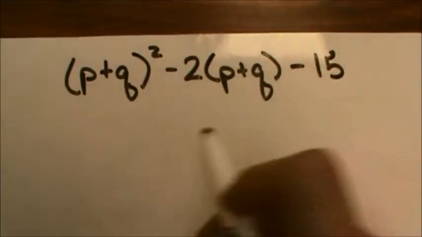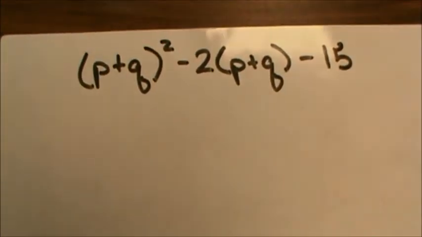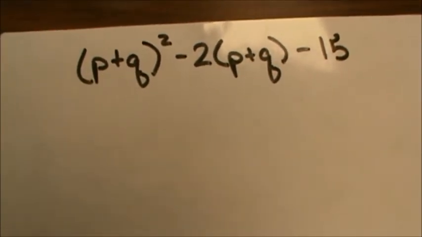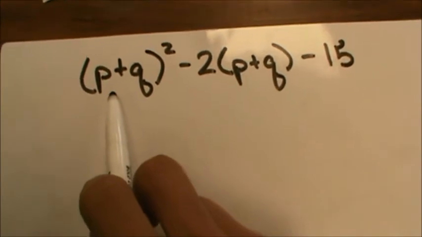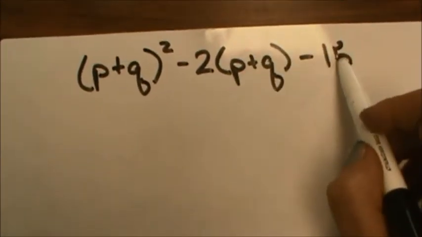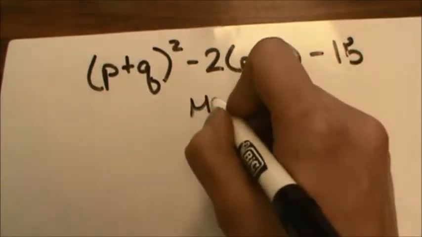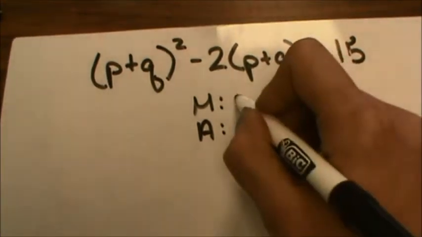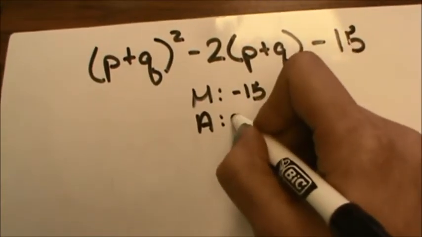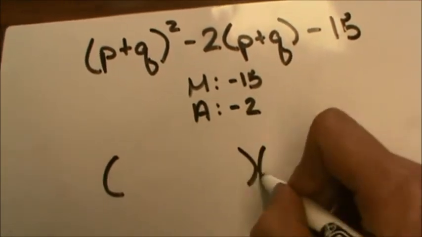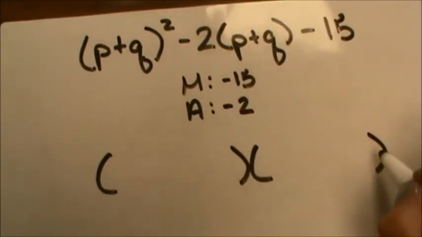Factor. None of these have a factor in common, so there is no greatest monomial factor. Then I'm going to look for the perfect square trinomial rule. This is a perfect square, this is not. So now I need to go into my coefficient of 1 rule and look for two numbers that multiply to be negative 15 and add to be negative 2. Those will be the two numbers at the end here.